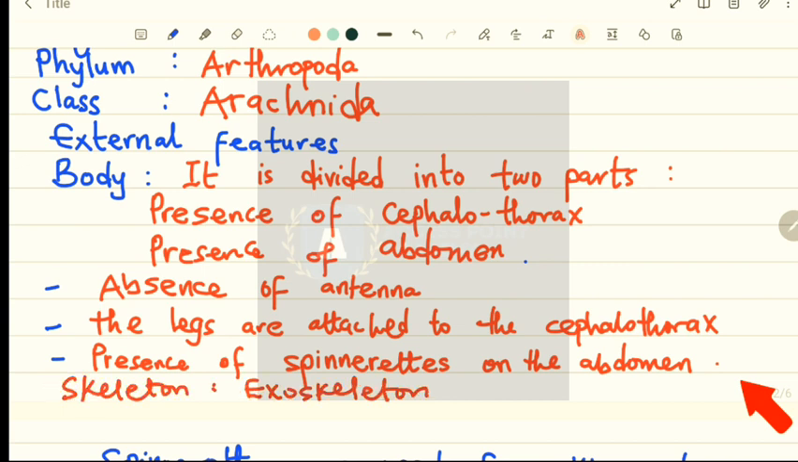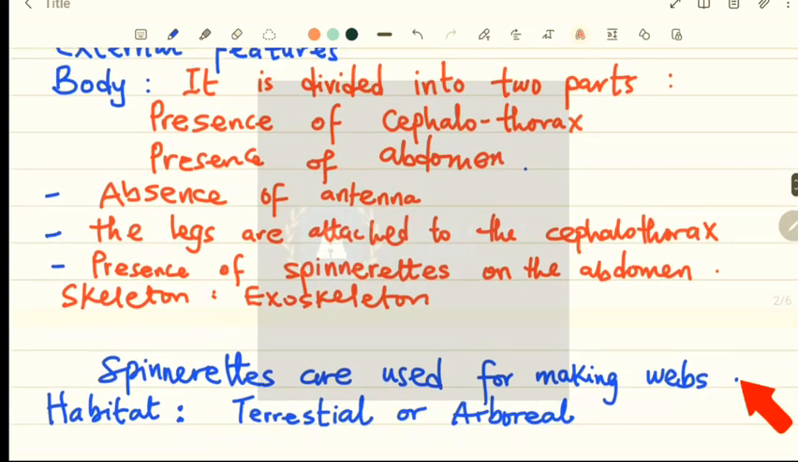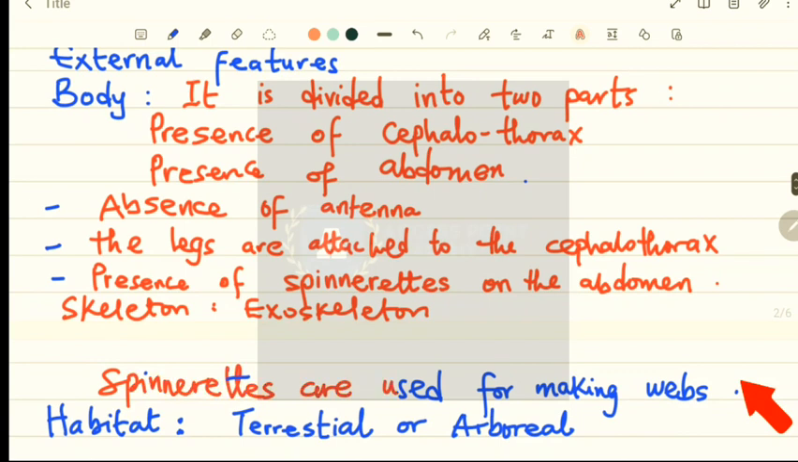The skeleton is an exoskeleton. We also have to note that the spinnerets are used for making webs, and its habitat is terrestrial or arboreal.